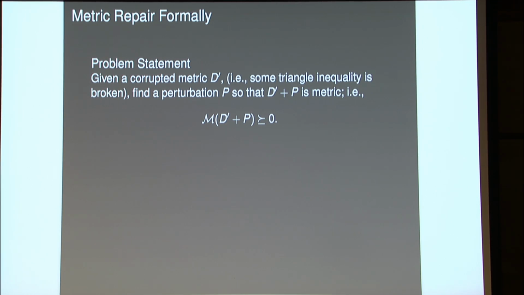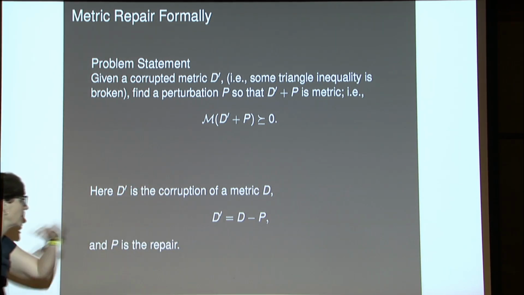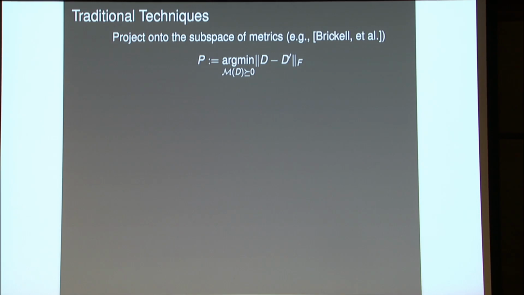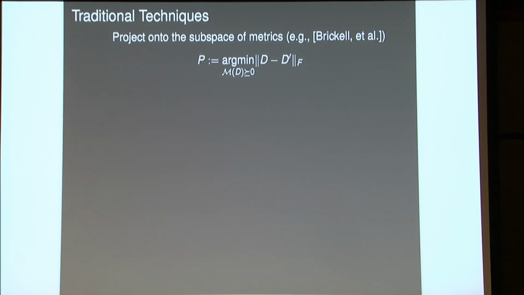That seems like a reasonable problem. Here d prime is the corruption of the metric, p is the repair. Yeah? Don't you want the perturbation to be small? Aha, yes. You just bump the distances to infinity. Yeah, okay, so I'm getting to that. There are a bunch of different ways you could set this up. How small is small, in what norm, etc.